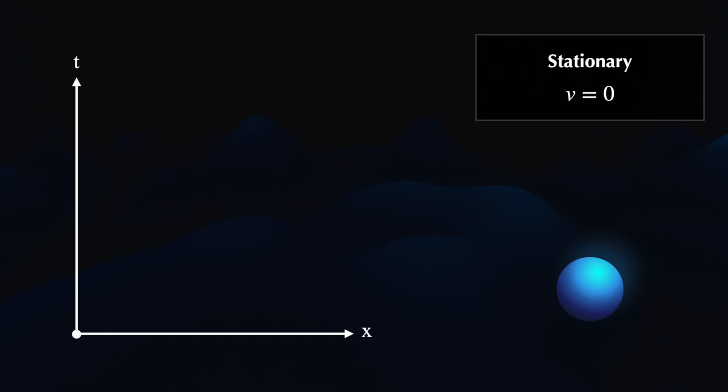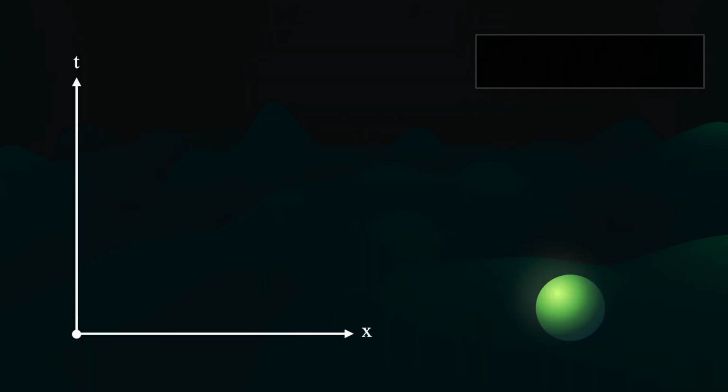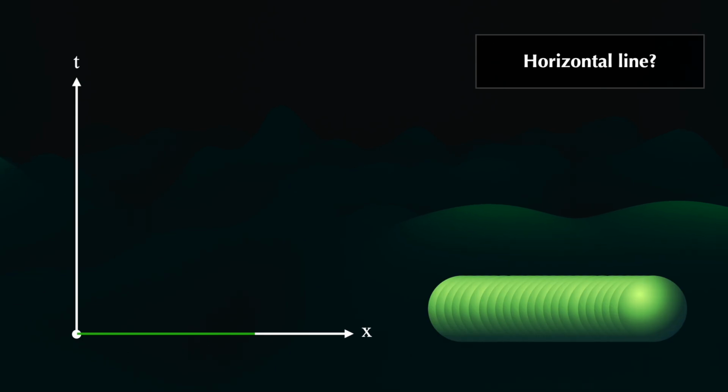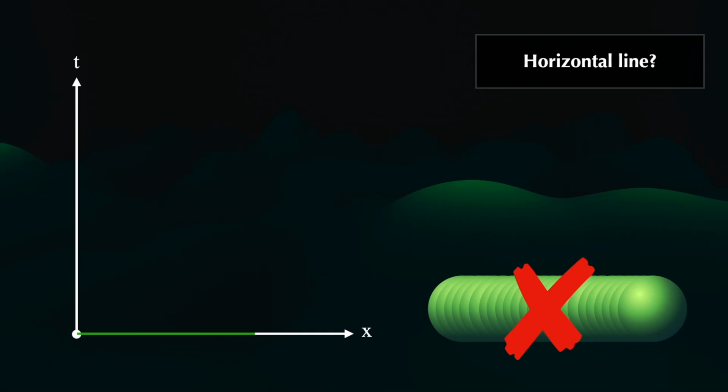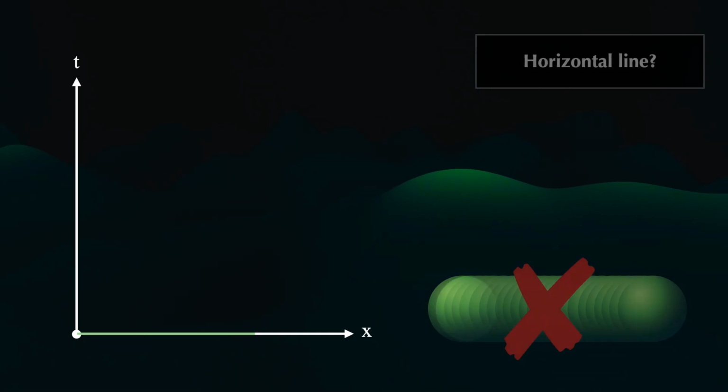It only moves through time, so our diagram will look like this. A straight vertical line going upwards. The object does not move side to side, only up. So, if a vertical line means not moving through space, what would a horizontal line mean? It would mean that the object exists at every single spatial point, all at the same time. Since that is physically not possible, a horizontal line cannot occur on a space-time diagram.